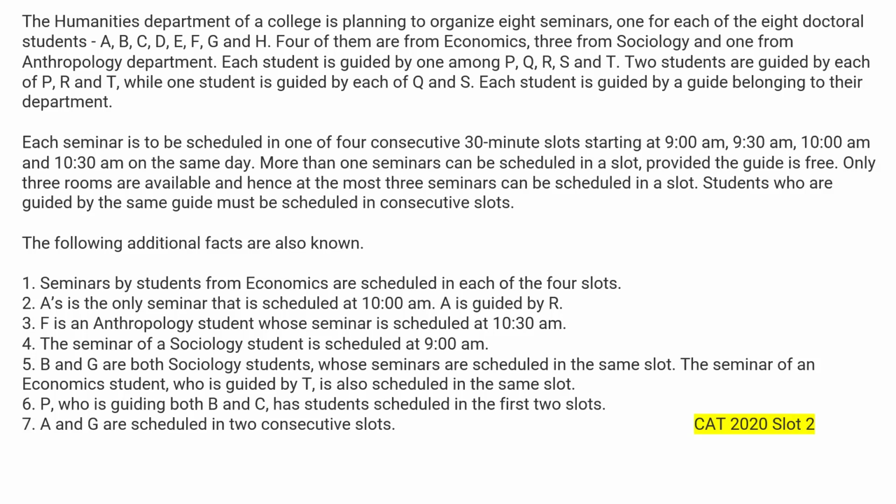The Humanities Department of a college is planning to organize 8 seminars, one for each of the 8 doctoral students A, B, C, D, E, F, G, H. 4 of them are from economics, 3 from sociology, and 1 from anthropology department. So 8 students are there, and 8 seminars will be organized. And then the next is their subject-wise or department-wise division. So 4 from economics plus 3 from sociology and 1 from anthropology.